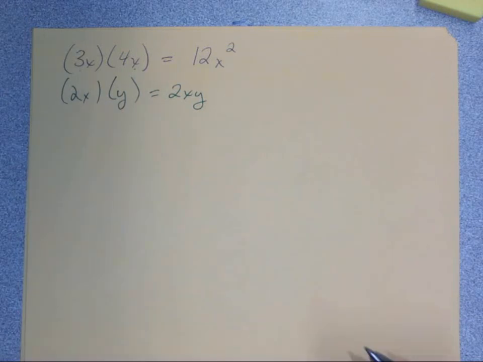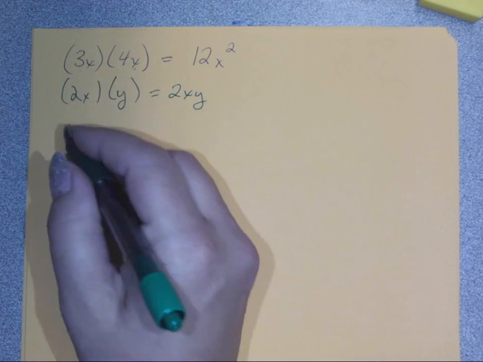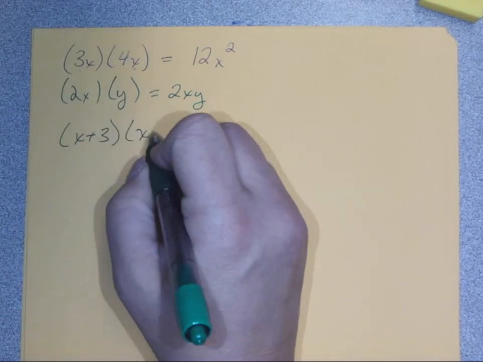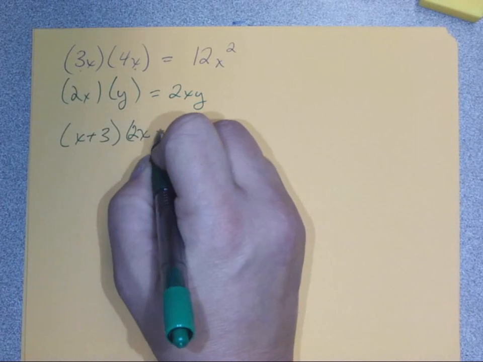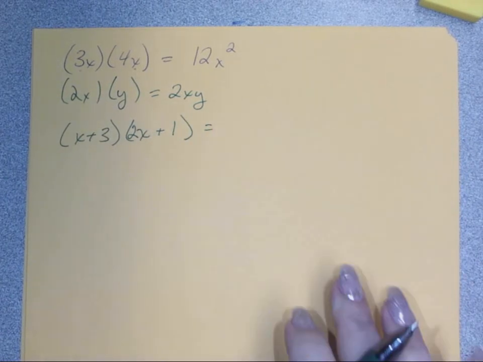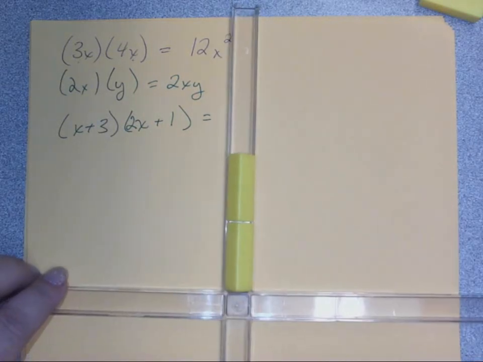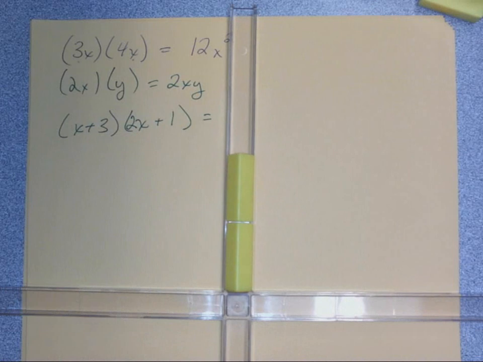Okay, so real quickly, we want to work through some more of this kind of stuff. What if my problem wasn't quite x's and y's? What if it was something like this? x plus 3 times, let's do 2x plus 1. x plus 3 times 2x plus 1. What would that look like in the track before I move over to the quadrant mat?